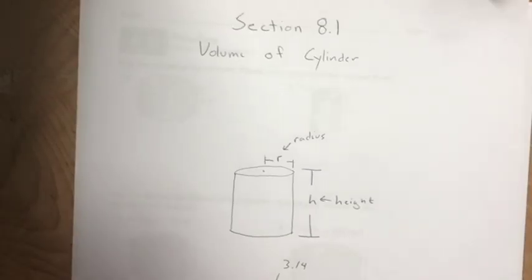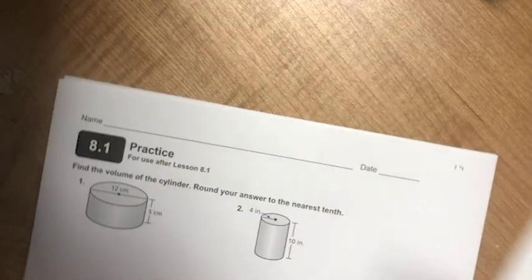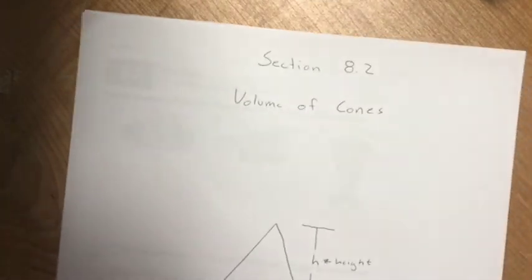Section 8.1. This is going to be about volume of a cylinder, but not only are we going to be covering 8.1, we're also going to cover section 8.2 in this video, which is the volume of cones. I'm putting these two videos together because they're basically almost the exact same equation, and you work with them the same way, just plugging in numbers. So I'm going to go with some basic questions with you on this.